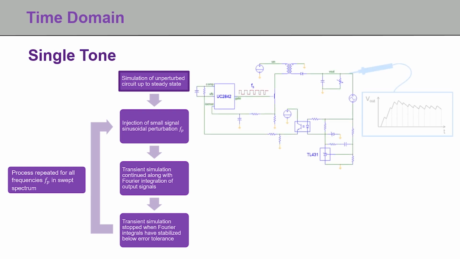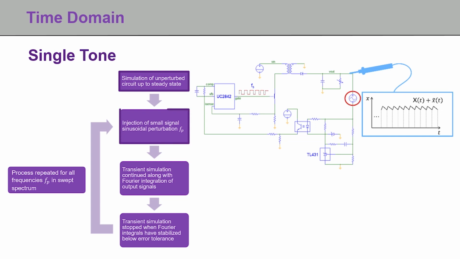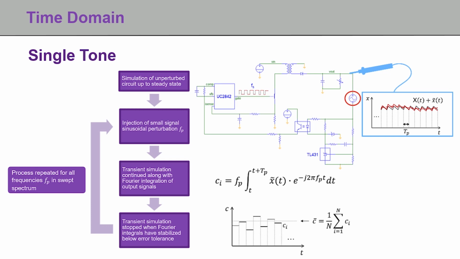The unperturbed circuit is simulated up to steady state. Once in steady state, the small signal sinusoidal perturbation is injected into the circuit, and the transient simulation is continued while performing Fourier integrations of output signals of interest and monitoring their convergence. The simulation is stopped as soon as the average values of the gains and phases of the output signals over successive periods have all stabilized below a user-defined error criterion. The result is a complex number that corresponds to one frequency point in the Bode plot. This process is repeated for all frequencies in the spectrum.